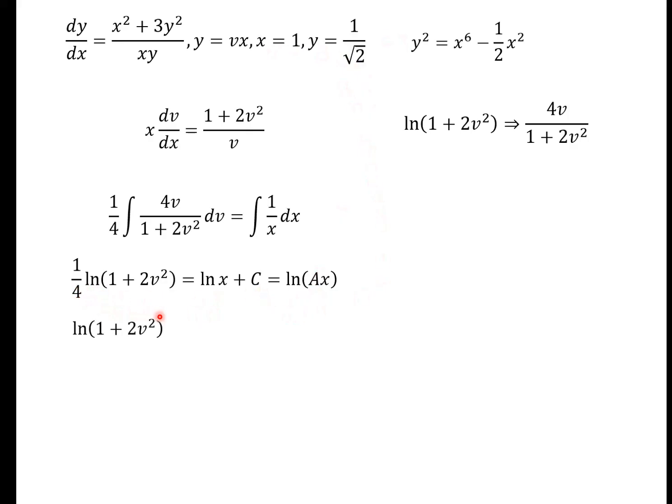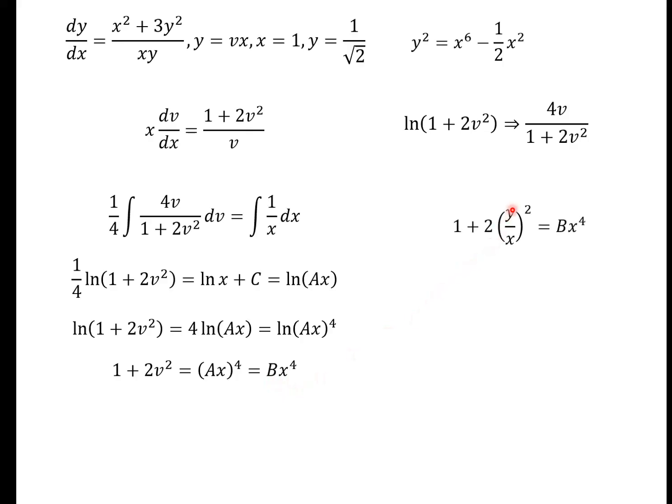So I'm going to multiply both sides by 4. And then this right hand side I can write as ln of ax to the power of 4, and now I've got ln equals ln, so I'll get rid of the ln's now. So 1 plus 2v squared is ax to the power of 4, but again this a to the power of 4 is just a constant, so I can write that right hand side as b x to the power of 4.